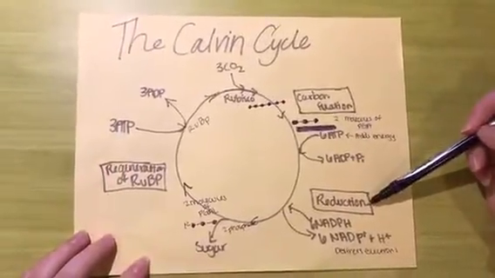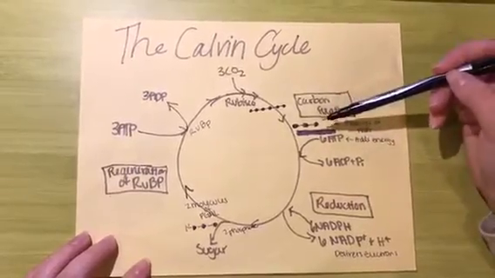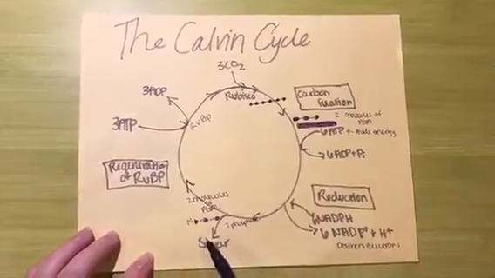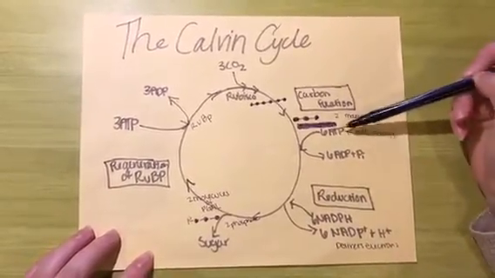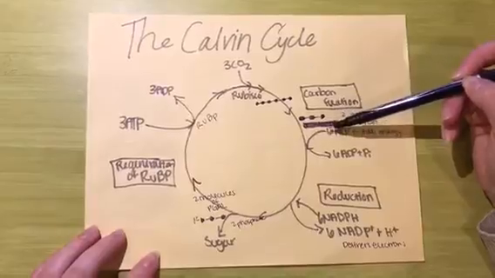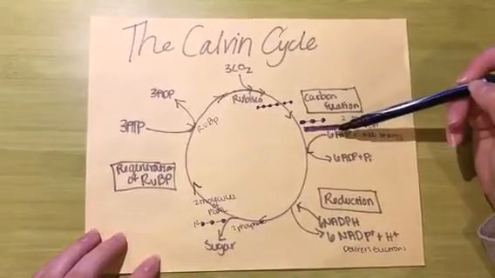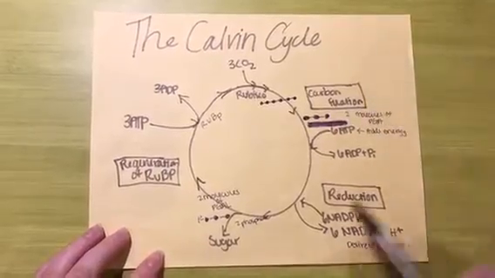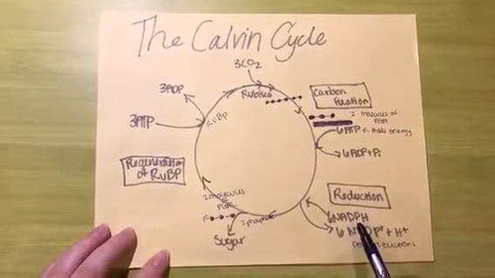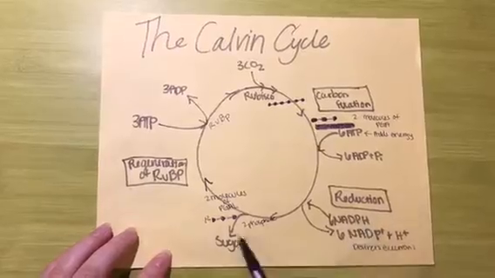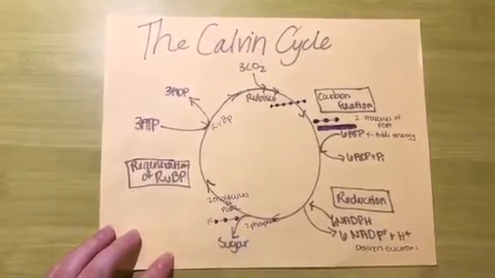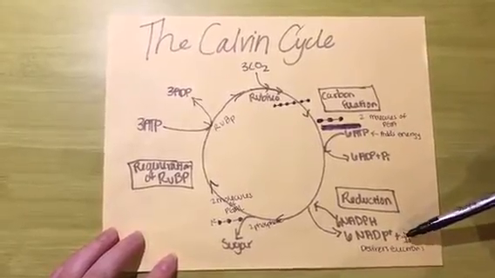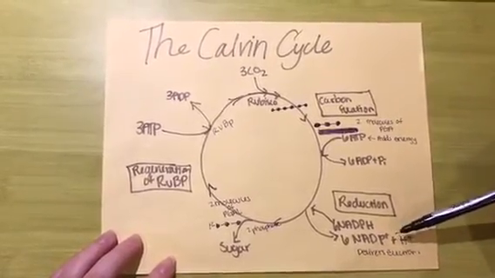Process 2 is reduction. This is where PGA is converted into another 3-carbon molecule called PGAL in a 2-part process. The first part is each PGA molecule receives a phosphate group from a molecule of ATP. The resulting compound then receives a proton from NADPH and releases a phosphate group, producing PGAL. These reactions produce ADP and NADP+. These 3 products can be used again in light reactions.